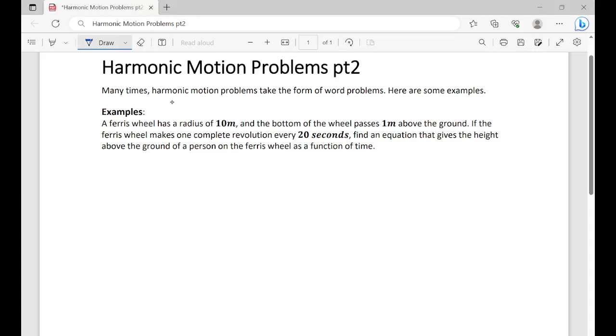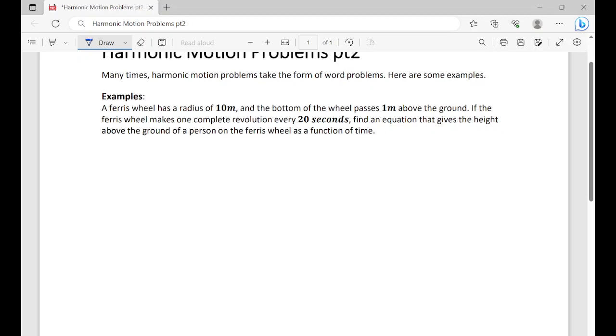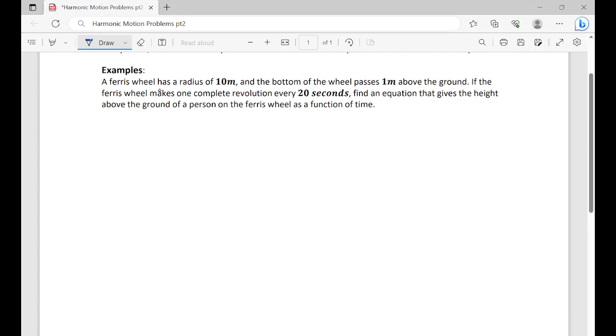Many times, harmonic motion problems take the form of word problems. Here are some examples. A Ferris wheel has a radius of 10 meters and the bottom of the wheel passes 1 meter above the ground. If the Ferris wheel makes one complete revolution every 20 seconds, find an equation that gives the height above the ground of a person on the Ferris wheel as a function of time.